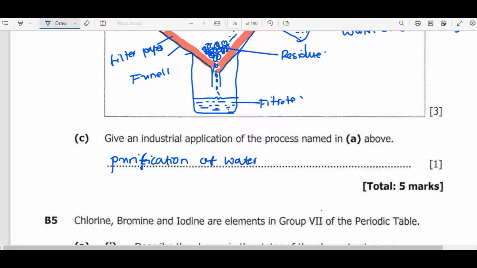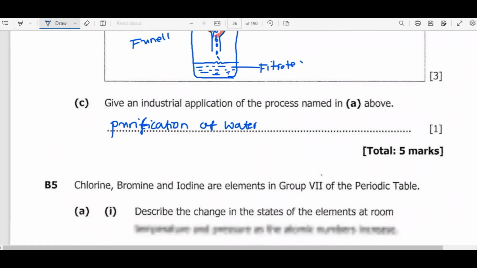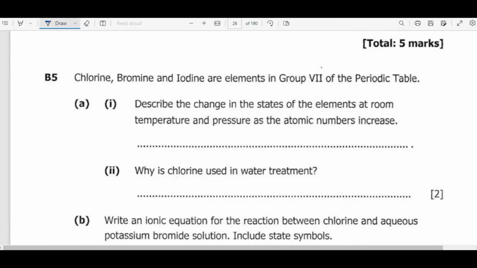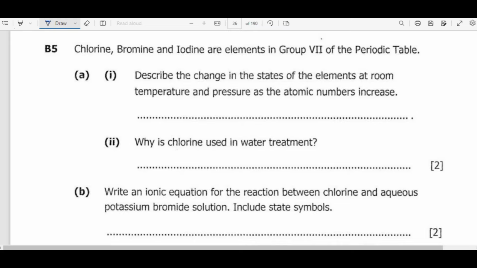So companies that deal with water need to purify it by using filtration. It's used there. Then we move on to question 5. Chlorine, bromine, and iodine are elements in group 7 of the periodic table. A1, describe the change in the states of the elements at room temperature and pressure as the atomic number increases.